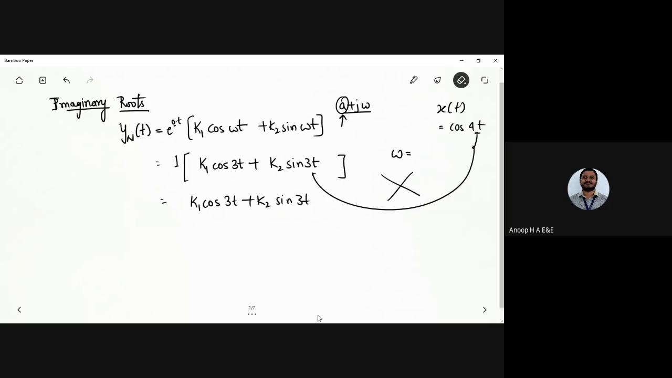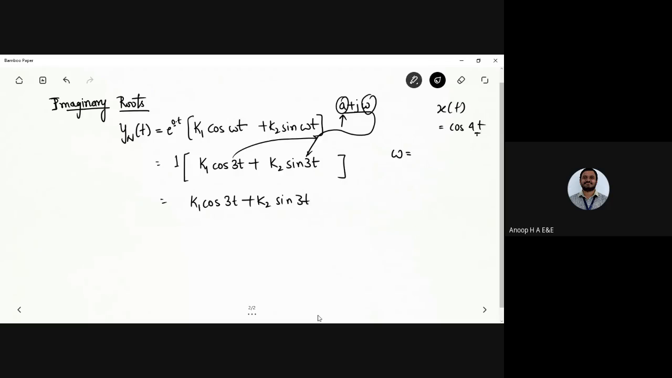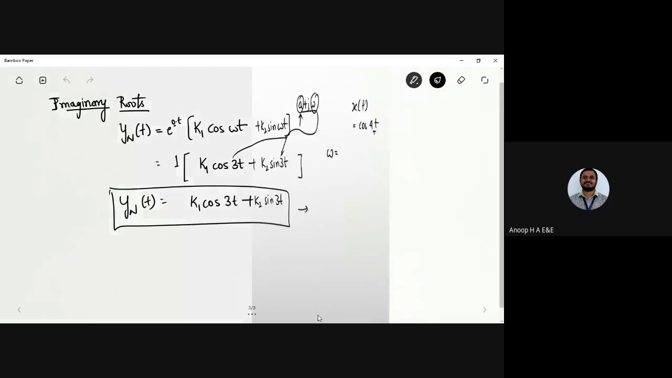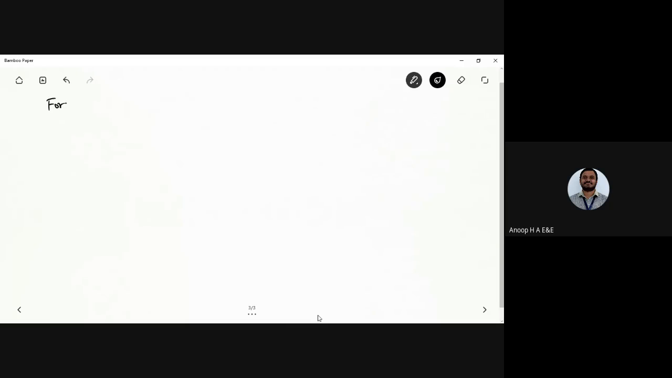Entirely wrong. You have to find out the roots of the characteristic equation first, and there you will have the function as a plus j omega. That omega has to be written in the natural response equation, that is yn of t. So you find yn of t as k1 cos 3t plus k2 sin 3t. Now the natural response is here. Next, you are going to find out the forced response.